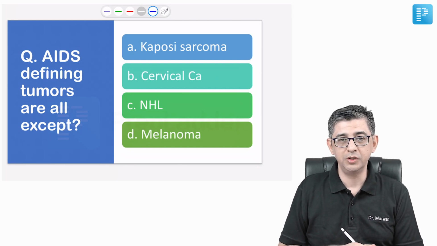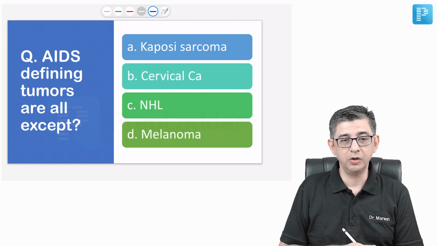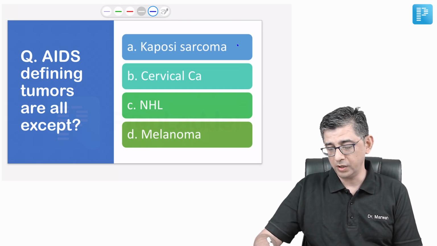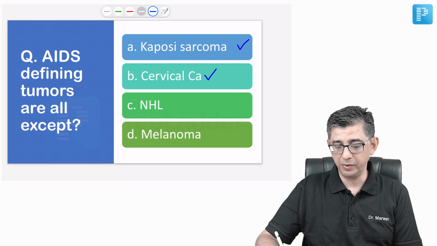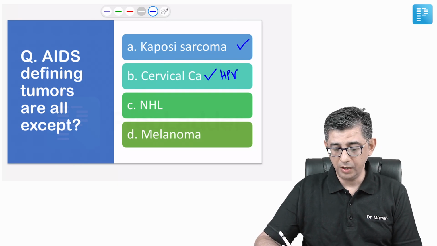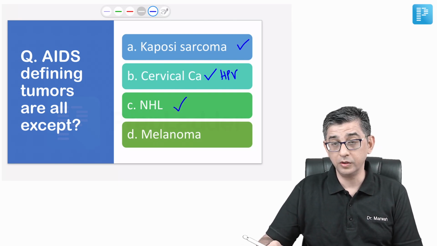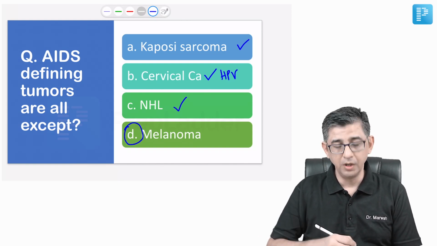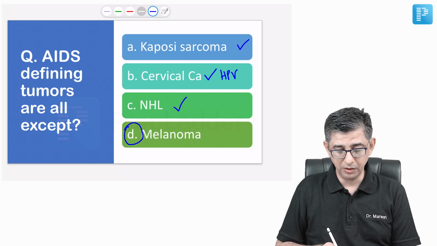Another AIDS question which people were able to solve was: all are AIDS defining tumors except. So Kaposi sarcoma, invasive cervical cancer, yes, caused by human papilloma virus 16 and 18, the one you study in gynecology, non-Hodgkin's lymphoma of the immunoblastic subtype that involves the brain are AIDS defining cancers, but definitely not melanoma. So the answer to this question is again the last point.